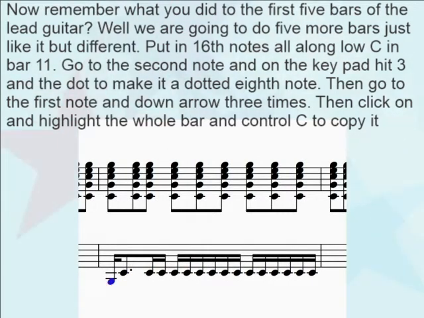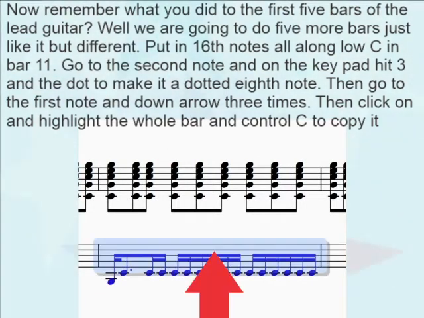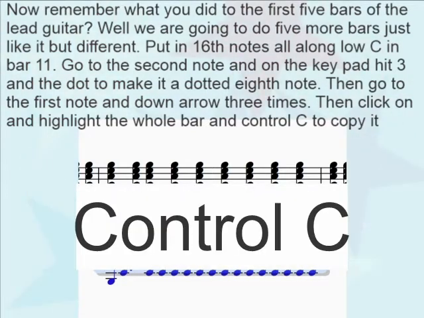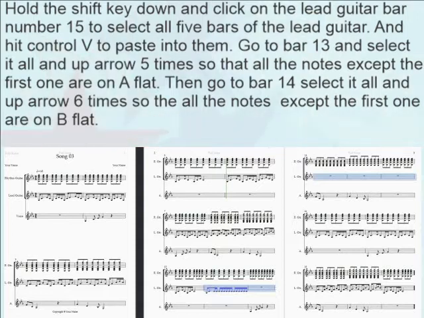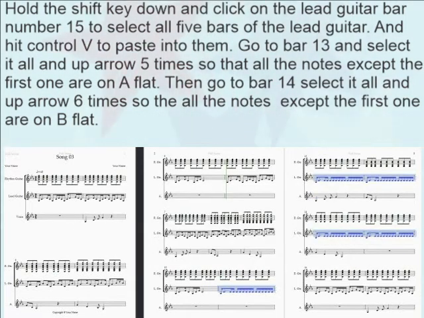Then go to the first note and down arrow 3 times. Then click on and highlight the whole bar and Control C to copy it. Hold the shift key down and click on the lead guitar bar number 15 to select all 5 bars of the lead guitar and hit Control V to paste into them.